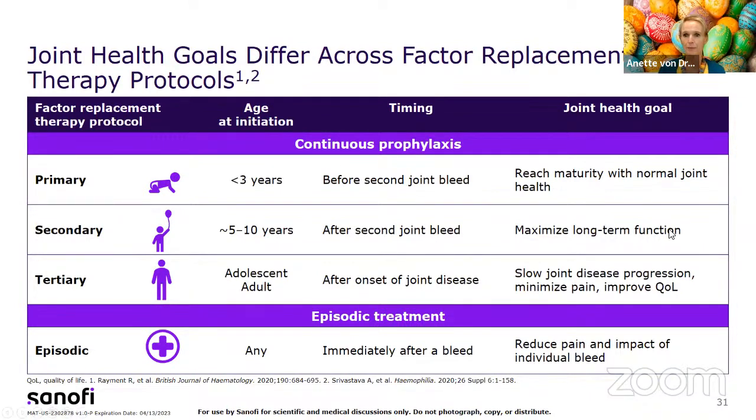It's not perfect, but it's supposed to maximize long-term function of the joint. And then tertiary is if prophylaxis is started, unfortunately, when the damage is done already as an adolescent or adulthood. And here we can just hope to slow joint disease progression, minimize pain, prevent further bleeding, and hopefully thereby improve quality of life. And then episodic treatment is really not the standard of care anymore. That means just chasing bleeds. That would be more for moderate or mild hemophilia, but certainly not for severe hemophilia.